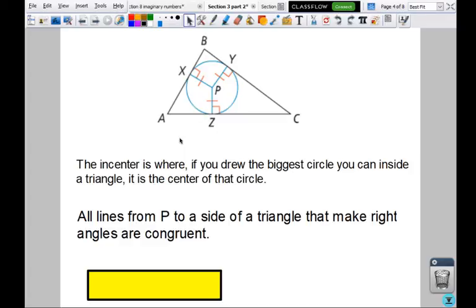Can it touch the lines though? Yeah, but I can't cross them. Can't cross them.